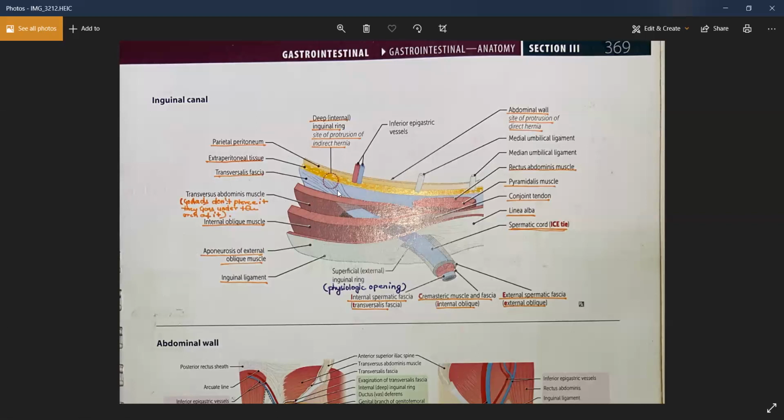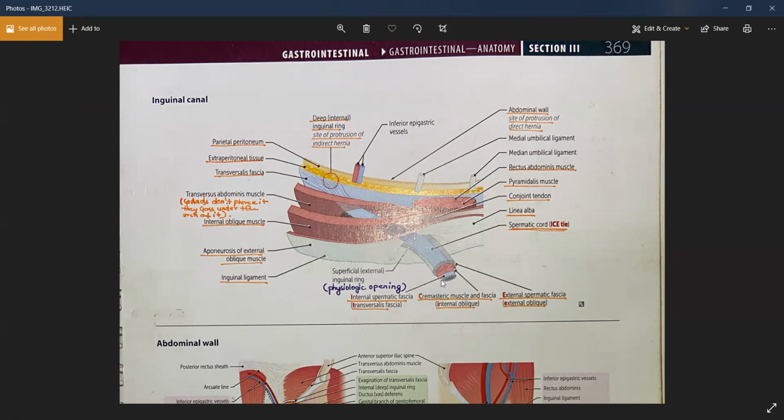First, they need to pass through the internal inguinal ring. Then they need to pierce the internal oblique muscle, then the external oblique muscle and its aponeurosis. And finally it can reach the scrotal sac. So step one can ask you all the layers of the inguinal canal.